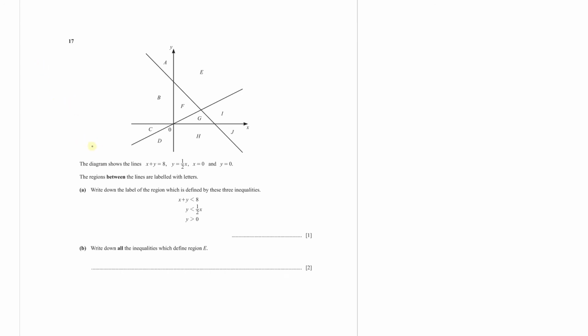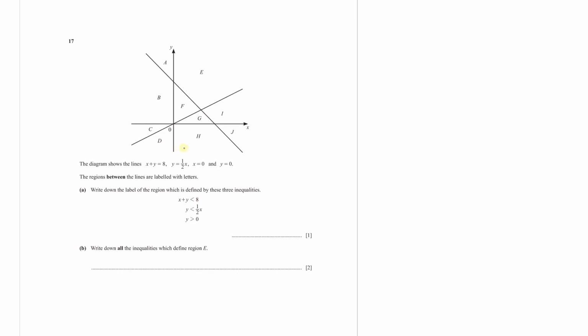Question 17: the diagram shows the lines x plus y equals 8, y equals 1 by 2x, x equals 0, and y equals 0. The regions between the lines are labeled with letters. Write down the label of the region which is defined by these three inequalities. You're given these three inequalities and you have to tell which letter represents the region.